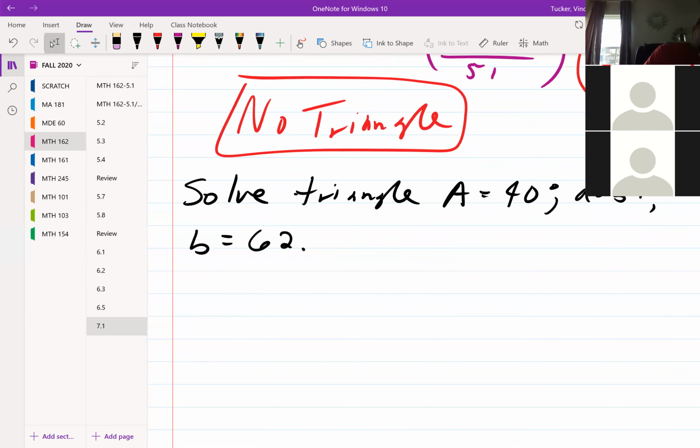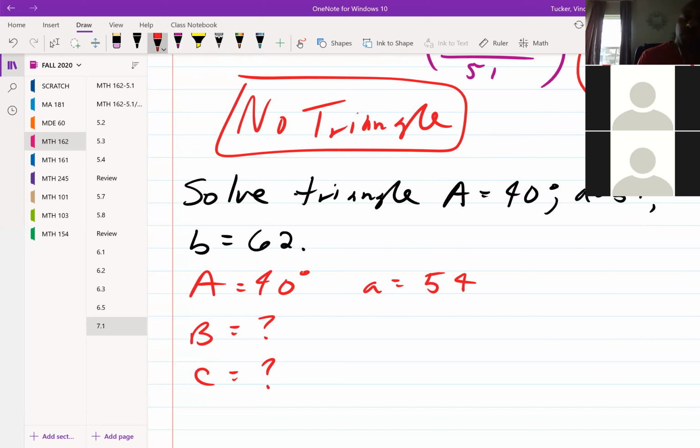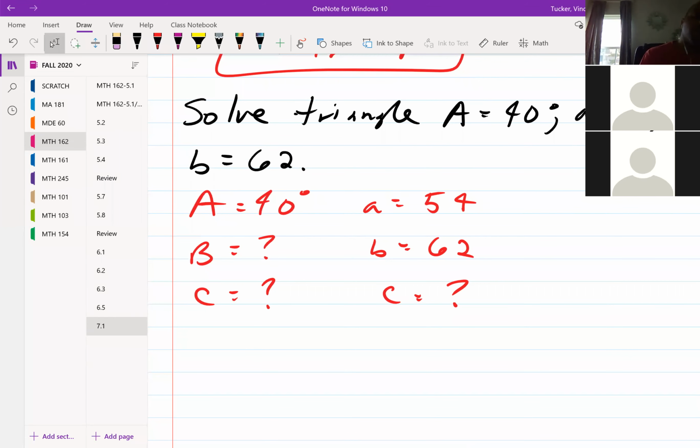All right, so here you want to solve the triangle. A is equal to 40, lowercase a is equal to 54, and lowercase b is equal to 62. Let's look at finding capital B first. So we'll use sine A over lowercase a equal to sine B over lowercase b.